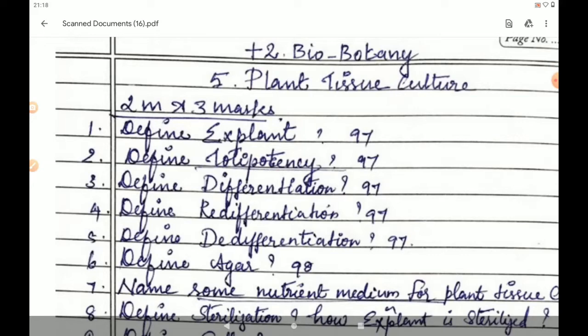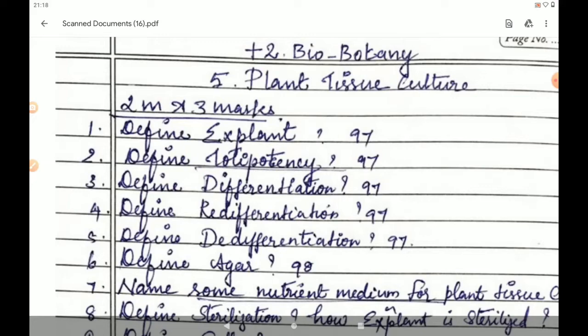First question is define explant. It is given in page number 97 under the topic 5.2 plant tissue culture, the third paragraph, in the green color box. Explant: the tissue taken from the selected plant and transferred to a culture medium, often to establish a new plant, is called explant. Or you can write: explant is the tissue of a plant to be cultured in tissue culture. That also you can write.